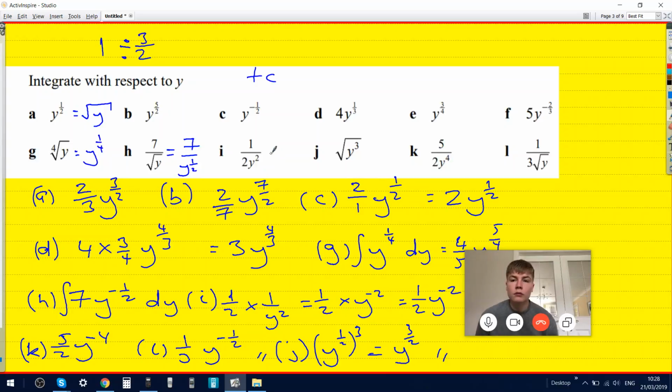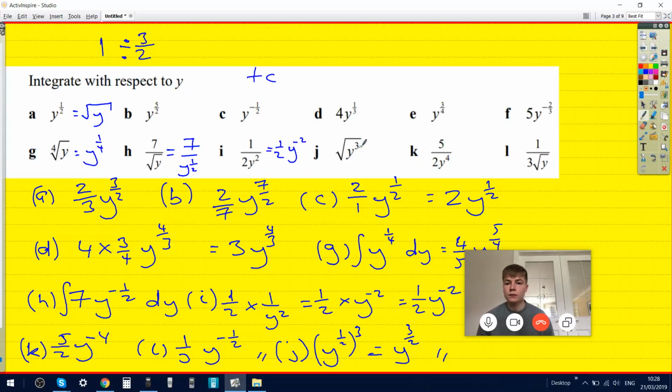Yes, part I, why was that a half y to the minus 2? Because the power is only connected to the y. Correct, fine. And then you were good for that one. And then this one was a third y to the minus a half. Okay, this one, j, yes, power to a power, you multiply them.